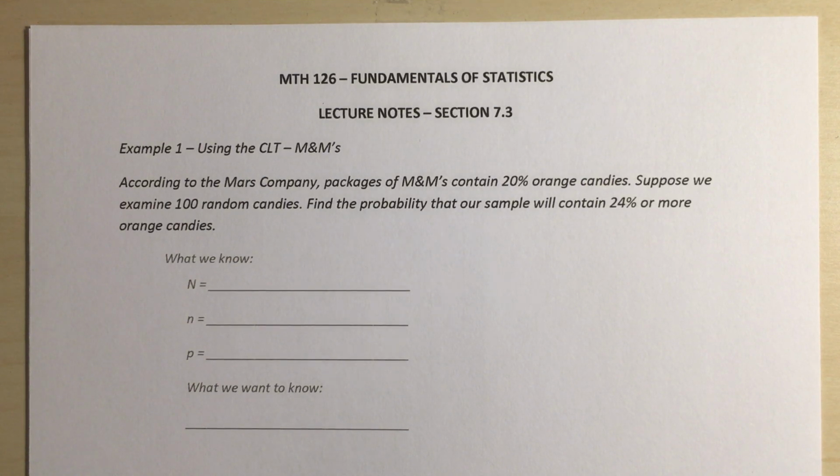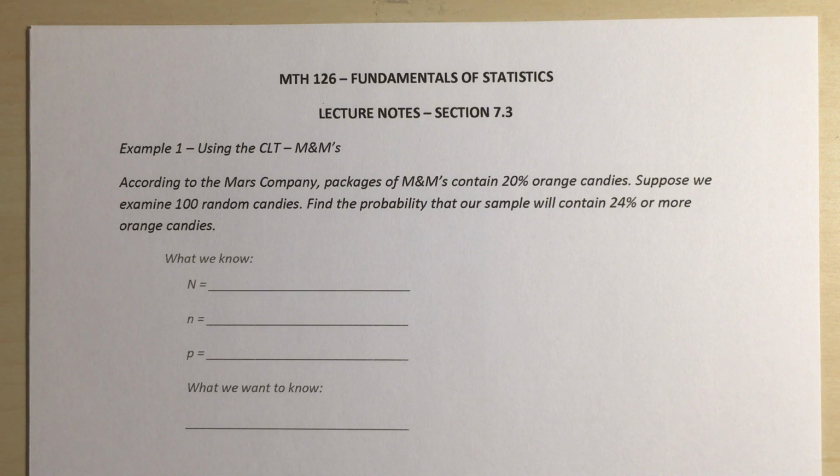All right, so let's start our first example using our central limit theorem. So we're going to use the list of steps that we saw on the previous page, where we're going to check our conditions, find our normal distribution, and then find our probability. Before we do that, we're just going to organize our information here.